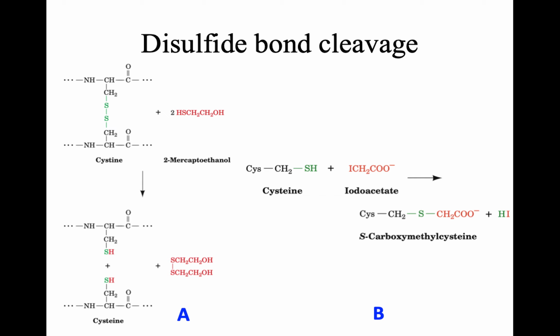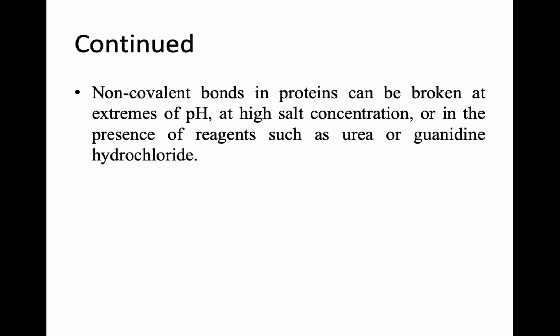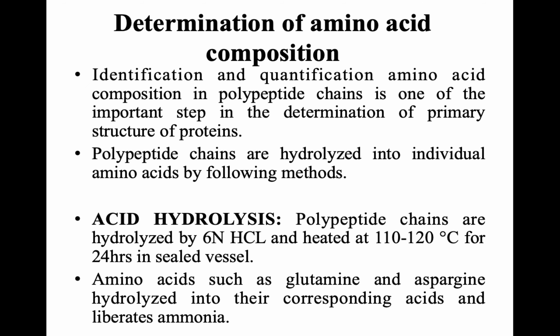This iodoacetic acid reacts with the free sulfhydryl groups of the cysteine residues in the polypeptide chain and forms S-carboxymethyl cysteine. By doing so, the disulfide bond will not be formed again. Some of the non-covalent bonds which are present in the protein can be broken down at the extremes of pH, at a high salt concentration, or in the presence of reagents such as urea or guanidine hydrochloride.